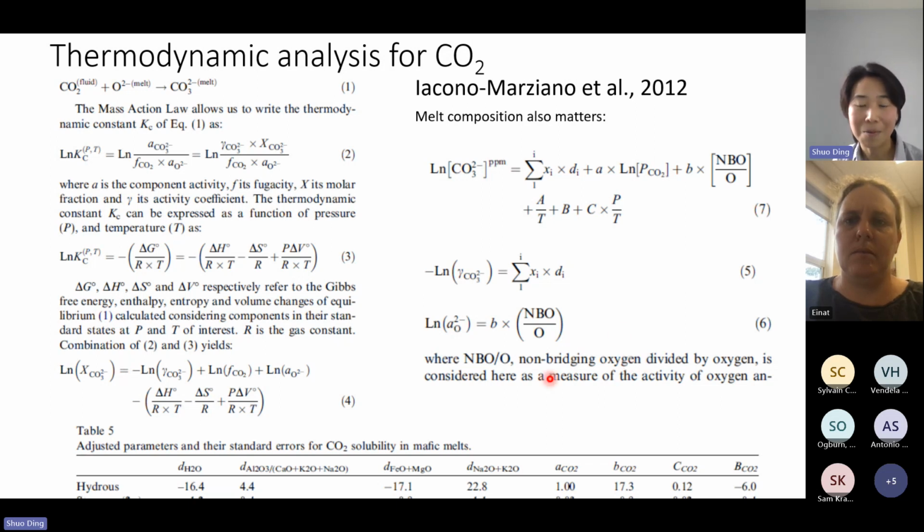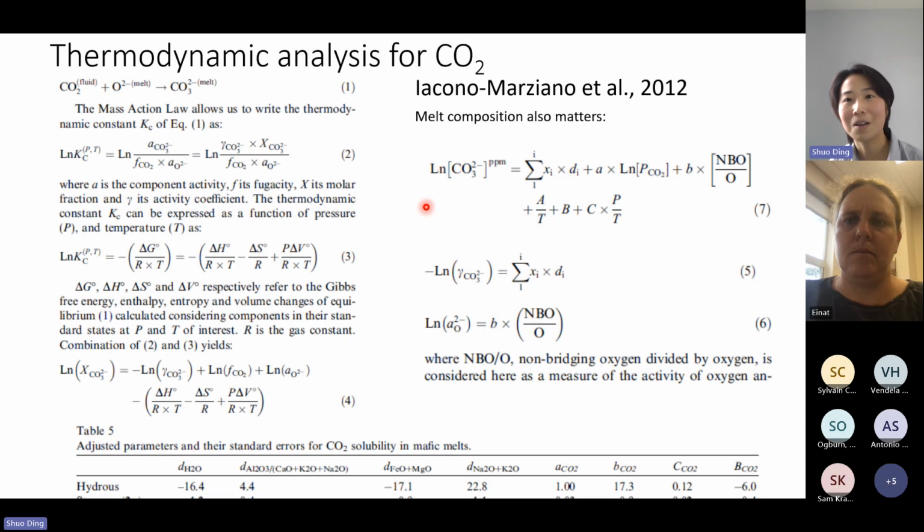So that's a non-bridging oxygen. Non-bridging oxygen is the oxygen actually available to connect with other cations. If it was bonded with aluminum and silicon, it's less available. So that's how they parameterize this.